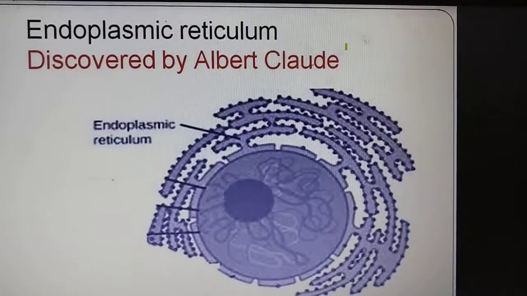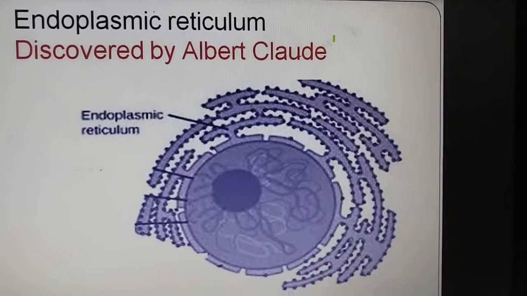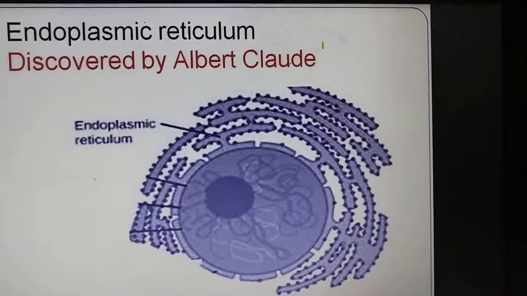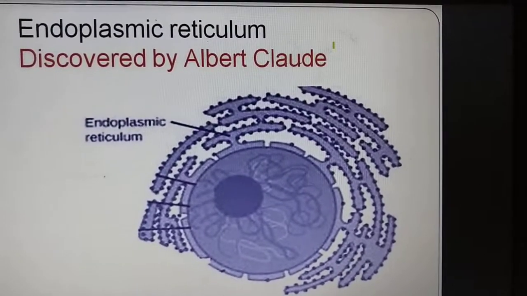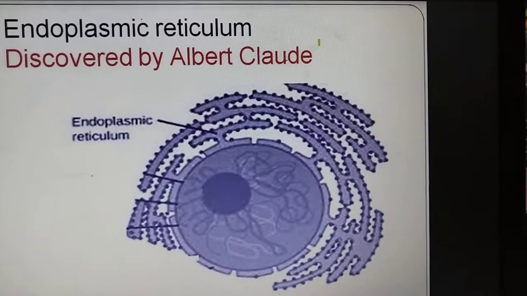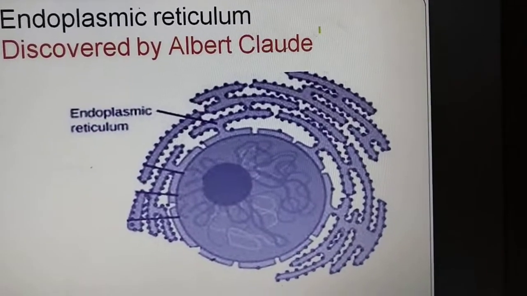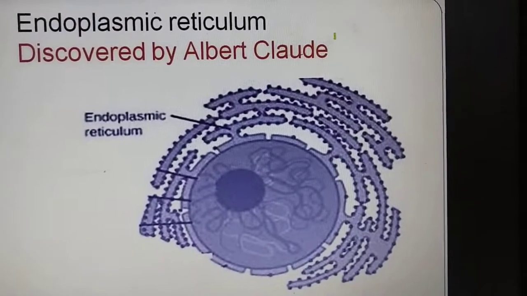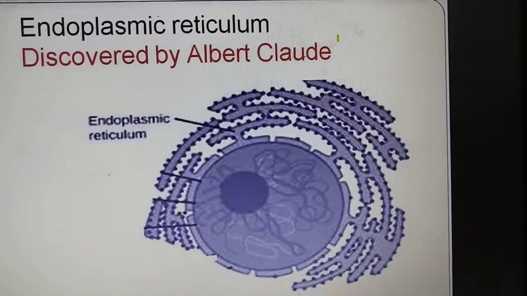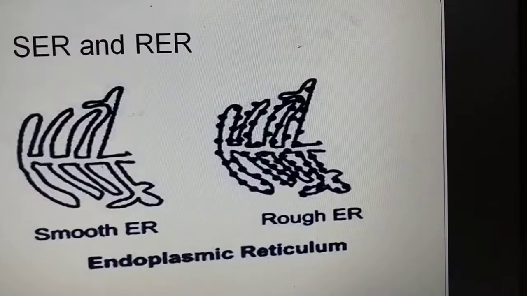Good afternoon, children. The next cell organelle we are going to study is the endoplasmic reticulum, which is called ER in short. The endoplasmic reticulum was discovered by Albert Claude, who was a Belgian biologist. The figure shows the location of the endoplasmic reticulum. The endoplasmic reticulum is continuous with the nuclear membrane. They are interconnected with the nuclear membrane.